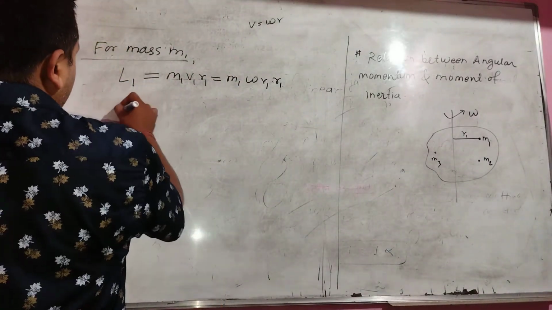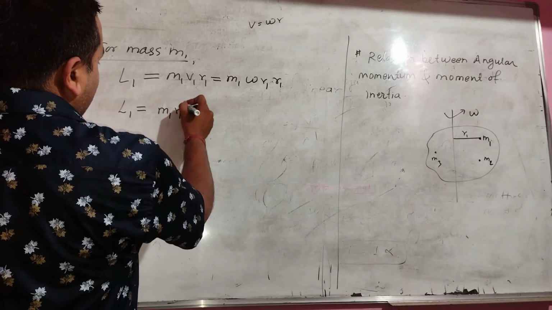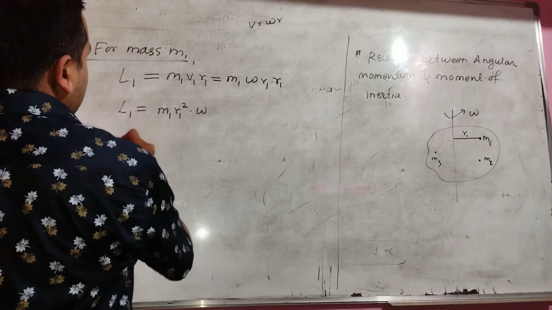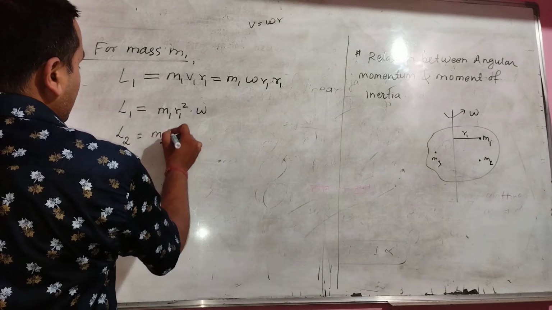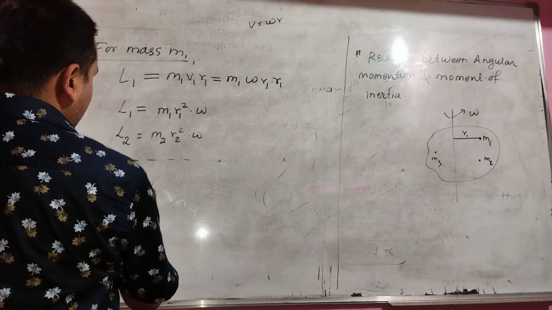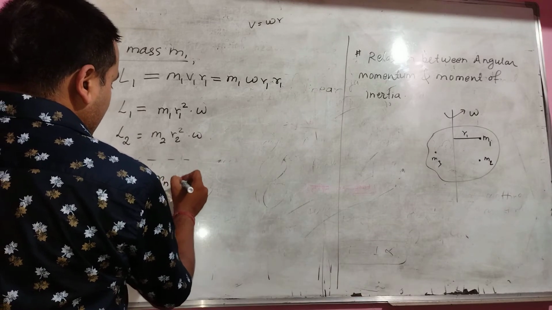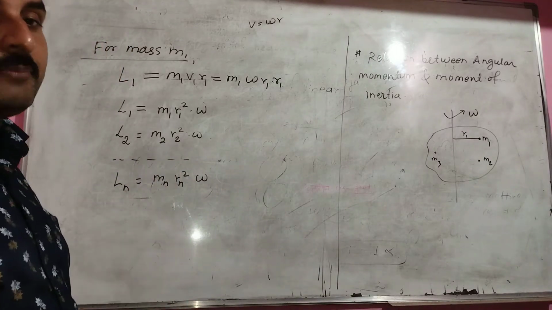Then what we will get? L1 is equal to m1 r1 square omega. Similarly for others, L2 is equal to m2 r2 square times omega. Similarly for the nth particle, Ln is equal to mn rn square times omega.